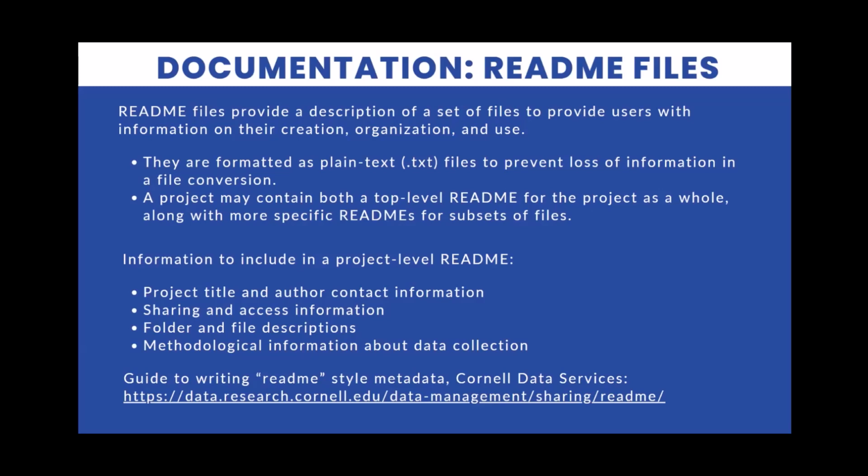But just to go over some of the information that's good to include there, it's good to include info about the project title and author contact information. That way, if people have questions about your data set, they know how to use it. Same with sharing and access information. It's good to be very unambiguous about under what circumstances people can reuse this data and if there are any limitations on it. And then it's also good to include a description of the folders and files and let people know what they can expect to find in there. And then finally, any methodological information about how the data was collected.